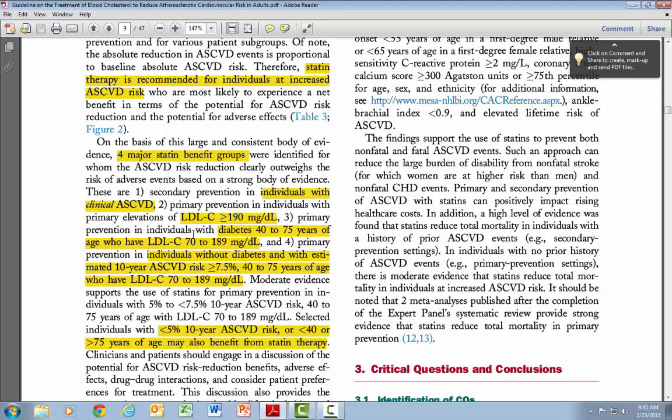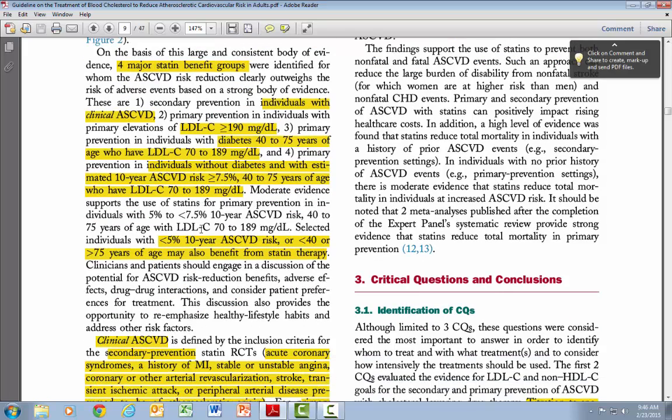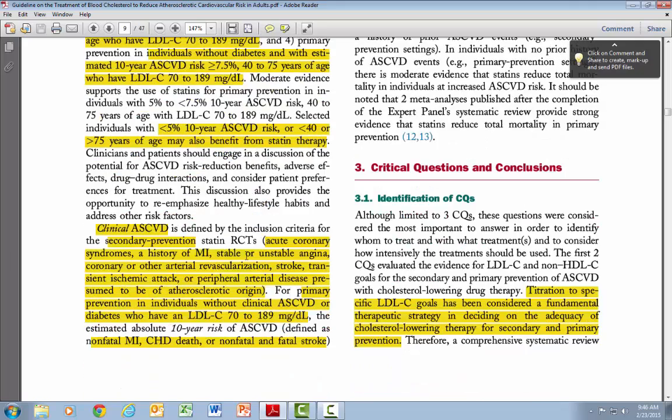Okay, for primary prevention, those patients that have diabetes, 40 to 75 years of age. Okay, even individuals without diabetes, but if they have more than a 10 year risk of dying from coronary heart disease. Another group of population is this group of patients that have a 10 year risk as well, but less than 5%, but they include also patients that are less than 40, for example, 21 years old.